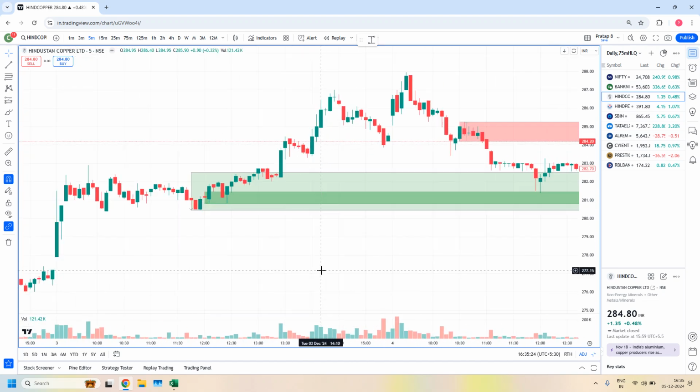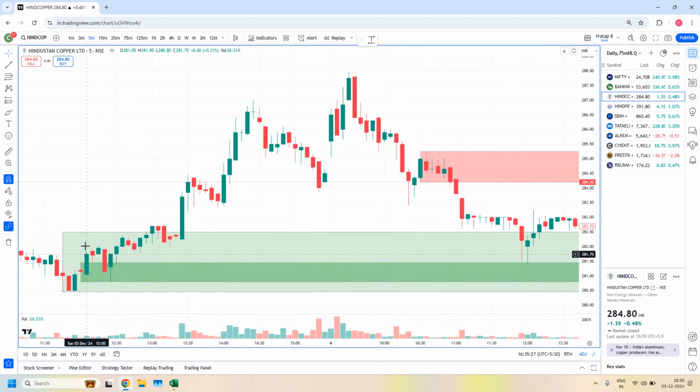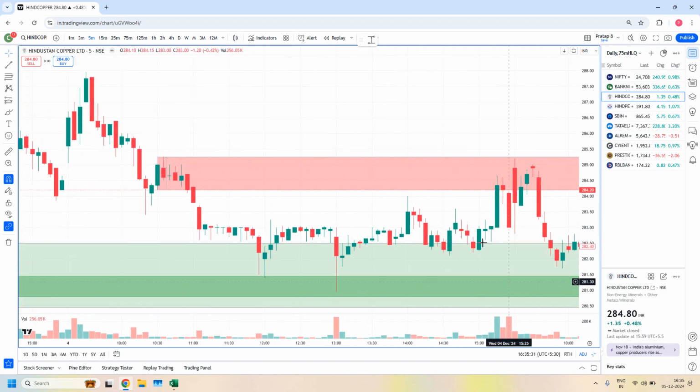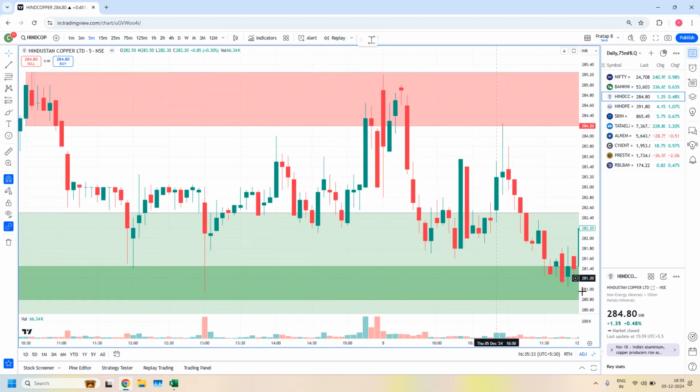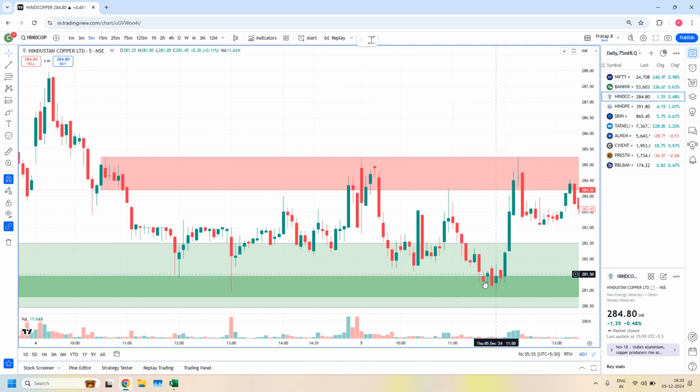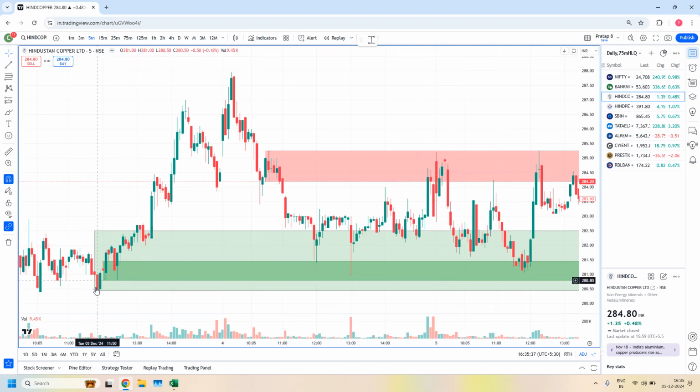So this is a high liquidity zone. Actually 5 times. Yeah, this is the first time. This is the second time. This is third, fourth, and today is the 5th. We got the trade. This is a 5 minutes high liquidity zone.